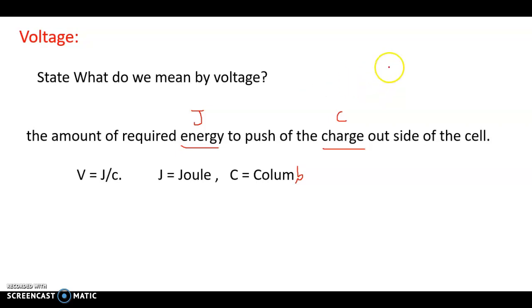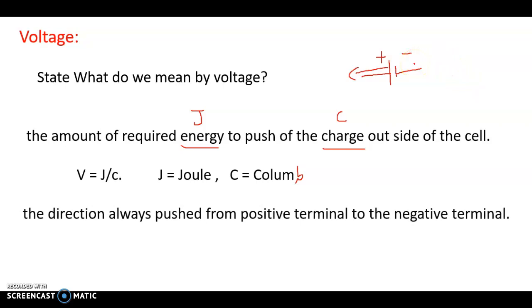And I always have a battery. This is the long side, the positive terminal, and the short side is the negative terminal. So the charge is pushed from the positive terminal going to the negative terminal throughout the circuit. The direction is always from the positive terminal to the negative terminal throughout the circuit.